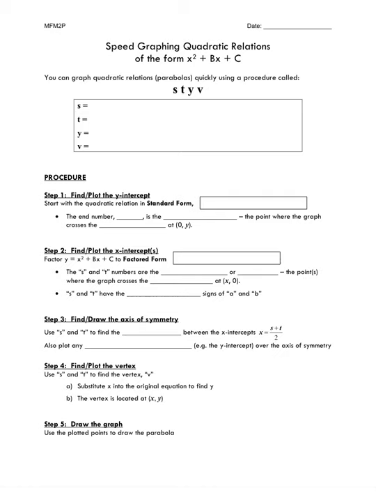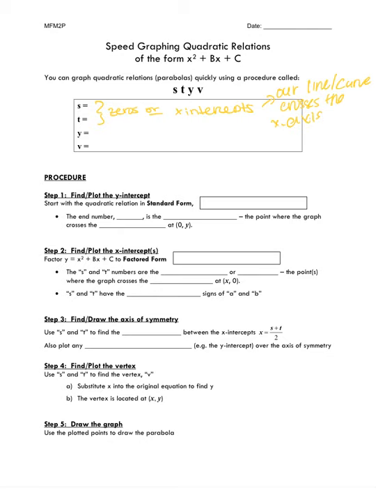So we use this procedure called STYV. S and t are the two zeros, so our two x-intercepts. And this is, remember, where our line or our curve crosses the x-axis.